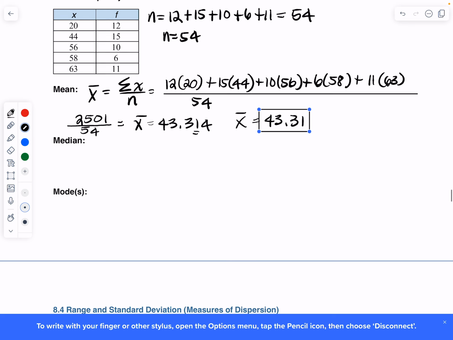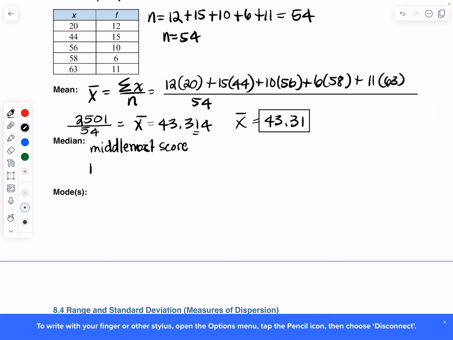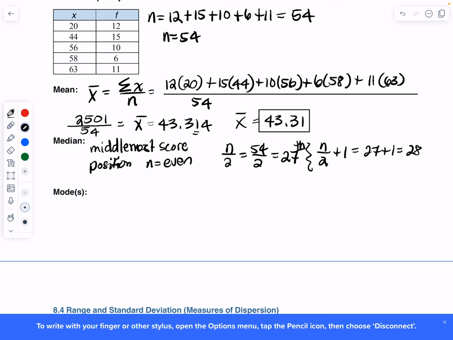Okay, let's look for the median. So the median, again, is the middlemost score. Okay, so if I want to find the position, I look at this and I know that n is even. 54 is even. So I have to find the left position and the right position. So to find the left one, I do n divided by 2. So 54 divided by 2 will give me 27. And then the other one, and remember this is position, so it's the 27th position. So the other one is n divided by 2 plus 1, or 27 plus 1, which is the 28th position.